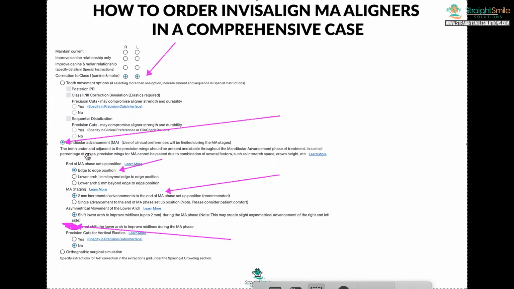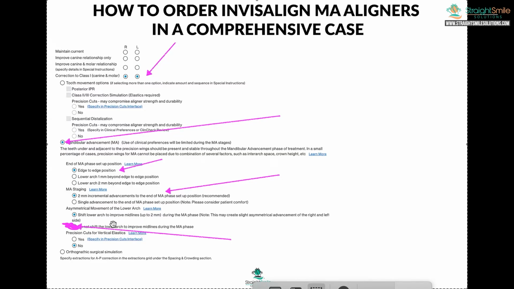Okay, so once you click into that, it's going to give you a couple of defaults. I don't necessarily agree with all these defaults, and we're going to dig into this a little more in a second video that I'm going to do after this. But these are the defaults. It'll do edge to edge position. I'm fine with that. We'll explain it more later. It's going to do 2 millimeter incremental advancements to the MMA phase recommended. I'm fine with that.